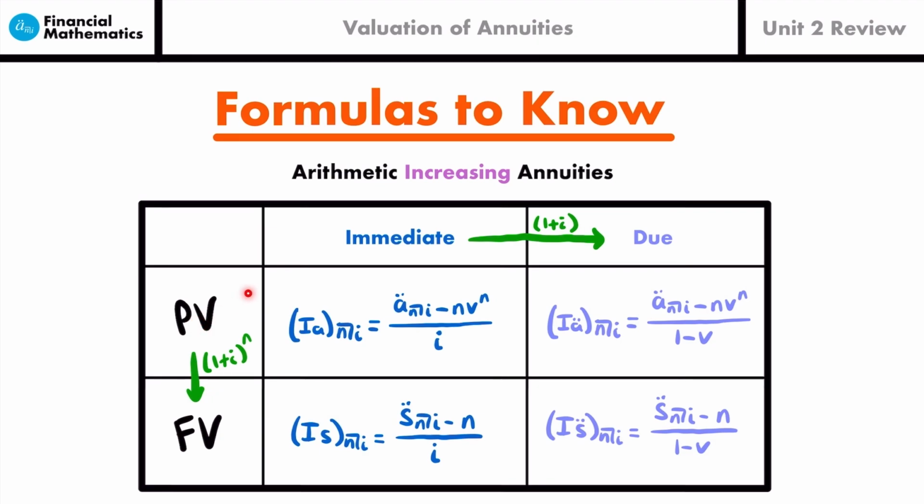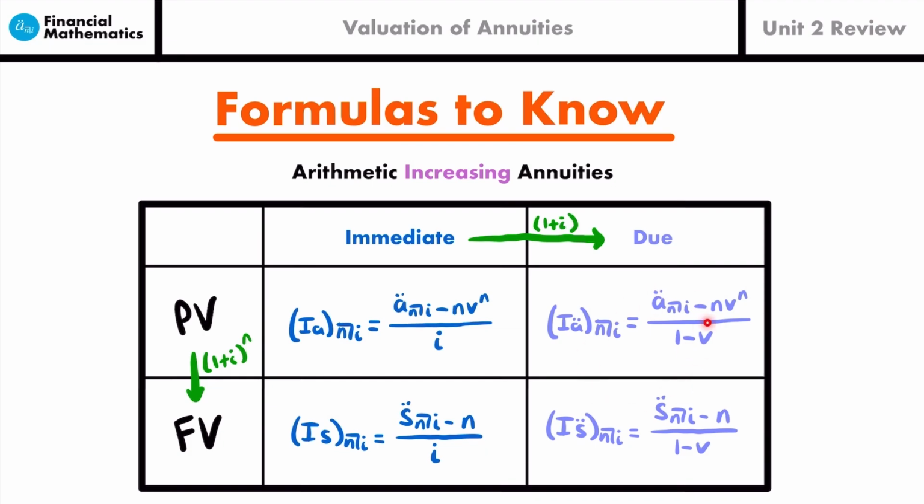For the present value of an arithmetic increasing annuity immediate, this is the notation and the formula. We have (Ia) angle n at i is equal to the present value of an annuity due, which is not wrong. I know that might seem weird because we're talking about an annuity immediate here, but that is right. That is what is inside this formula. We have that notation minus n times v to the power of n, divided by i. Now, if you want to calculate the future value of an arithmetic increasing annuity, the formula changes. We have a slightly different notation. Instead of Ia, we have Is, and then n angle i is equal to the future value of an annuity due minus n, divided by i.